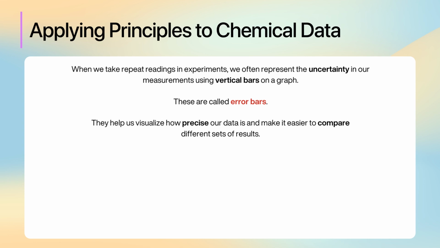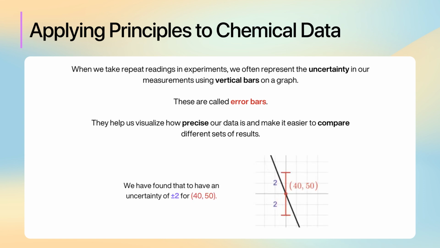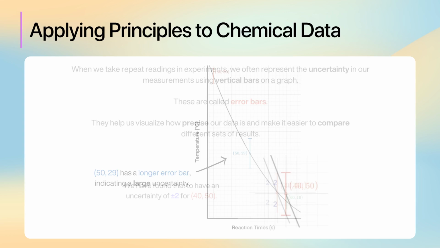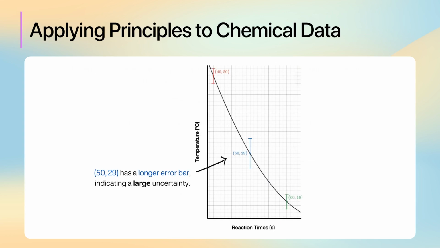Take the 40-50 reading, for example. We have found that to have an uncertainty of plus or minus 2. Graphically, we will draw an error bar that extends 2 units upwards and 2 units downwards. We can do the same for the other data points. This gives us an easy visual tool to better evaluate our data.